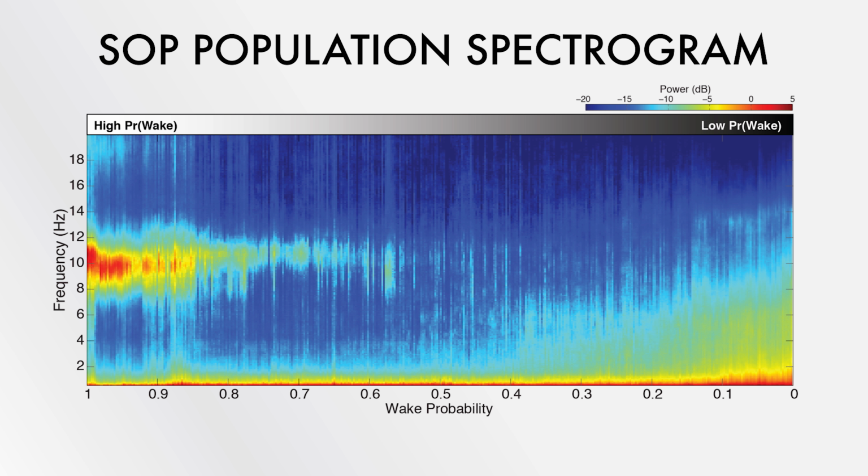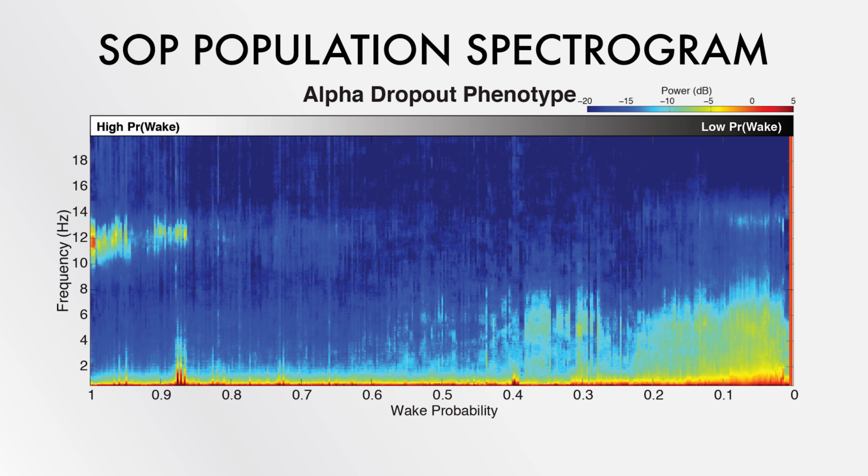Moreover, what we can also do is look at particular groups of interest. For example, here's the sleep onset process population spectrogram for the subjects that exhibit the alpha dropout phenotype. We see that their wake probability is very different. In the previous population spectrogram, the alpha dropped out at a value of around 0.6 wake probability. But for this group, the alpha disappears at around 0.85.